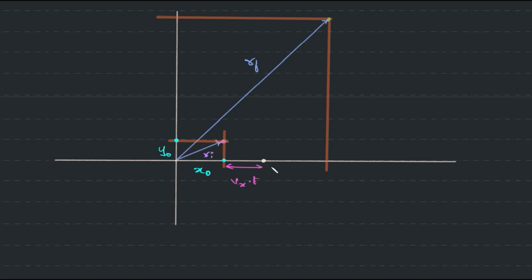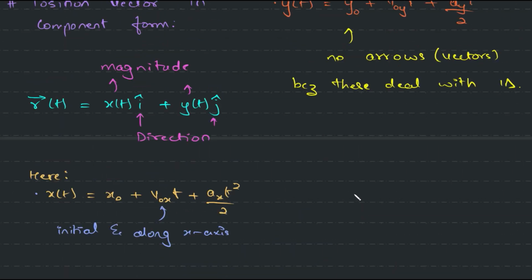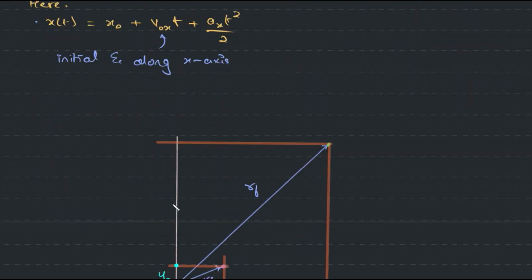While this component, the remaining component, is because of what? Why do we have this extra bit of displacement? It's because of your acceleration along the x-axis. Again, guys, the total displacement along the x-axis is x naught, v naught x.